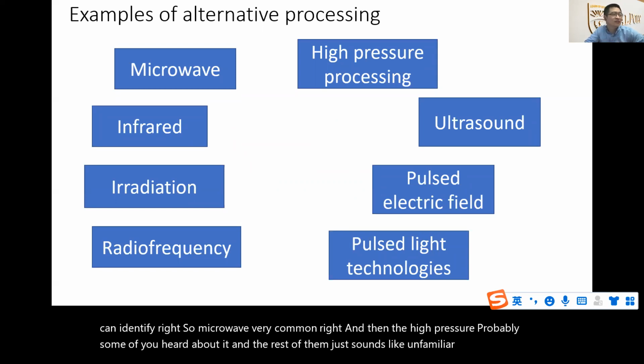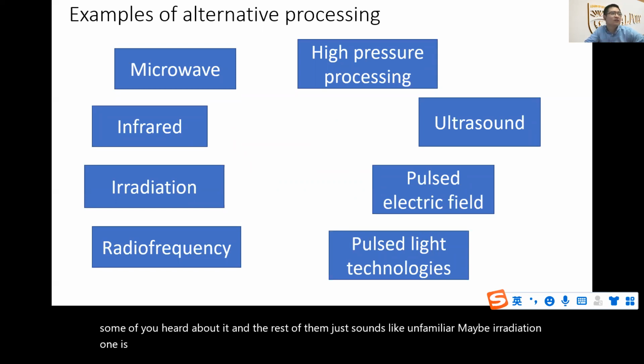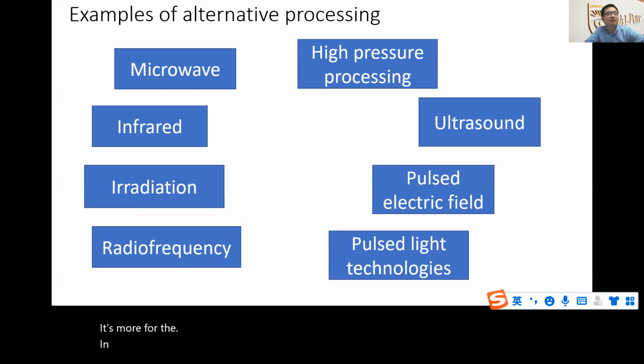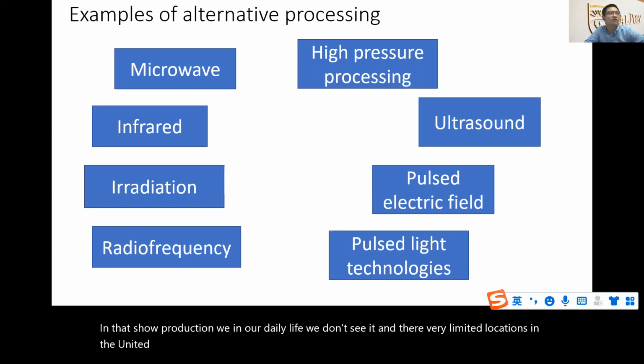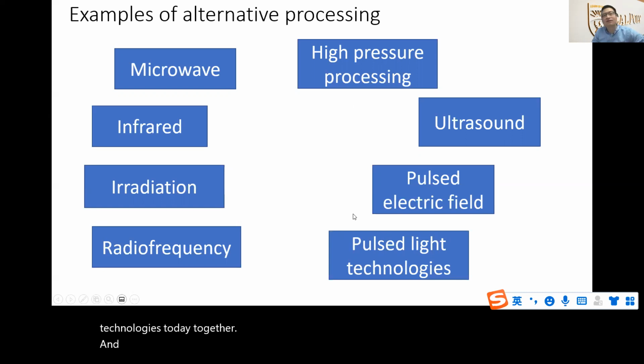Maybe irradiation is one of the familiar ones, because irradiation has been applied for many, many years, but it's more for industrial production. In our daily life, we don't see it. And there are very limited locations in the United States that are allowed to perform irradiation. So we'll go through these technologies today together, and I hope after this class, you have a better idea what they are and how they work.